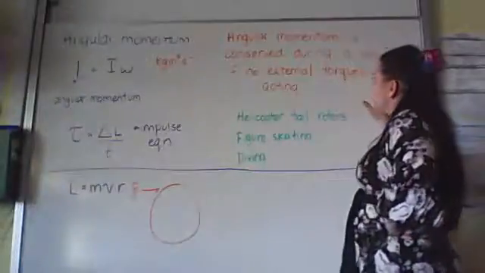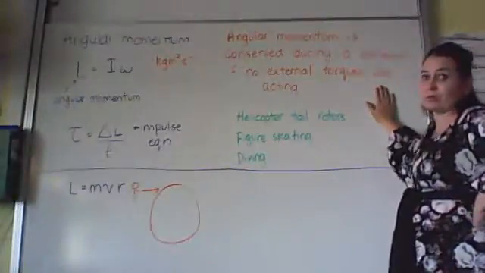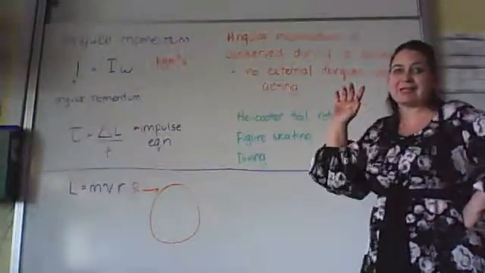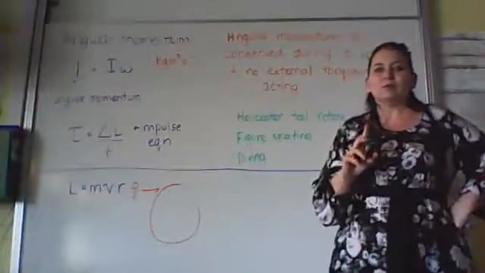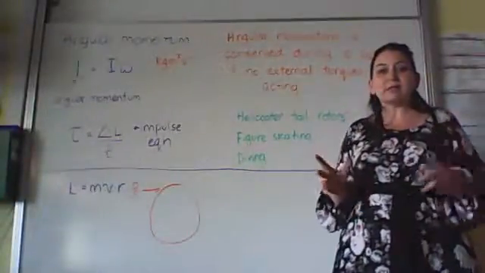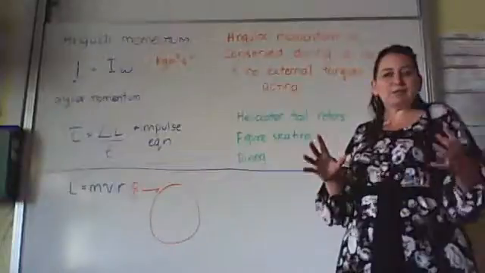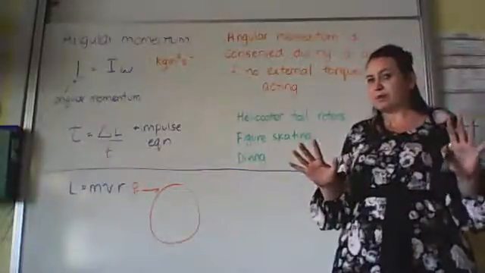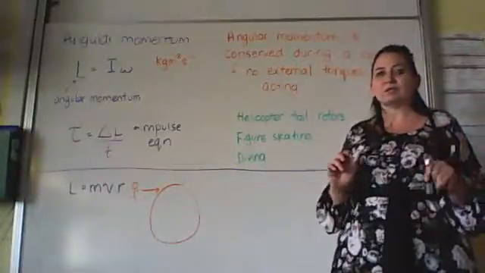Now, angular momentum is conserved during a collision if there's no external forces, just like ordinary momentum is. It's still conserved during a collision. If there's no turning force applying, it's a conserved situation.